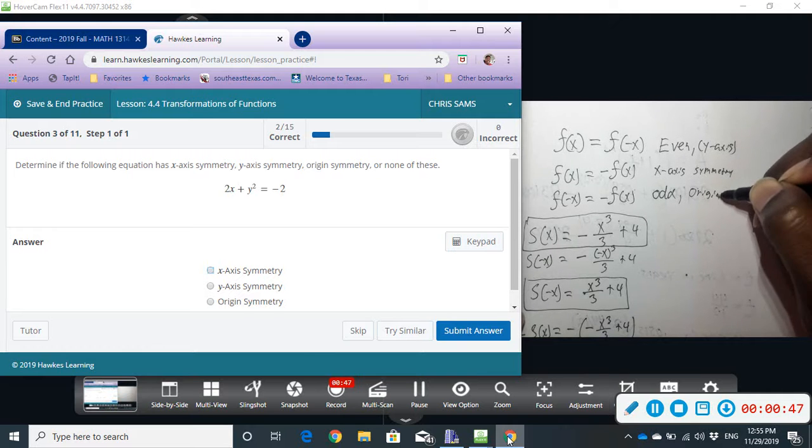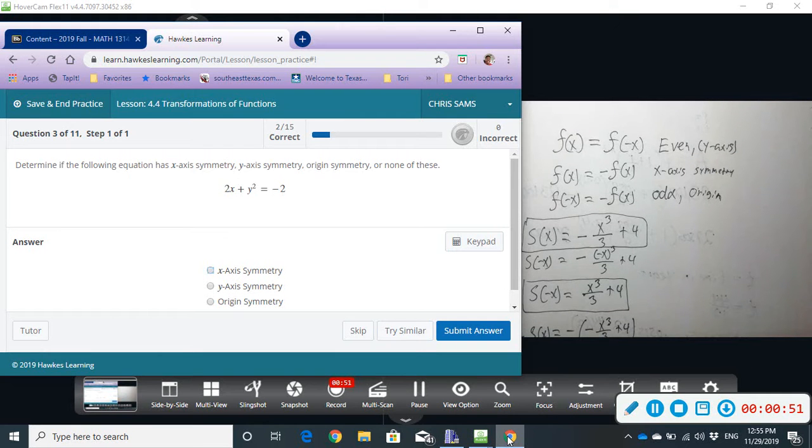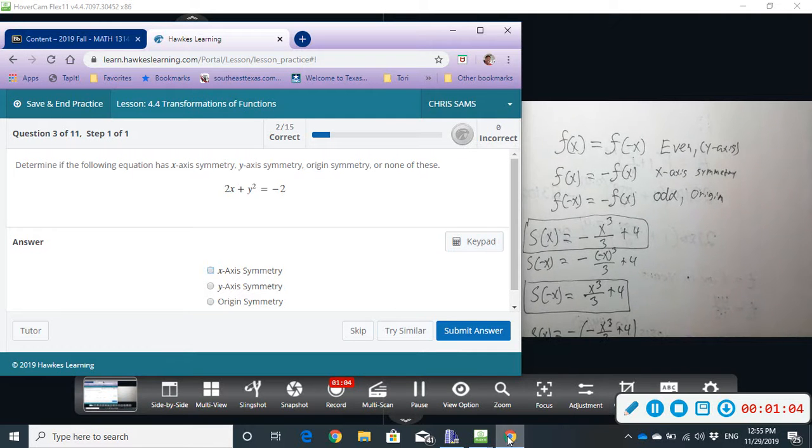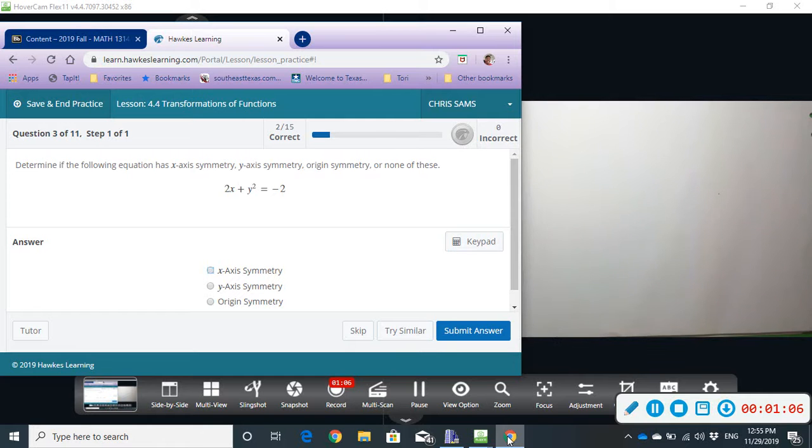Okay, so when they're asking for origin, they're just asking for this third case. So these are the 3 types of symmetry, and it is possible to have more than one. You can have any combination of any 2, or you can have all 3 of them, or you may not have any. Okay, so this question wants to know, does this function have x-axis, y-axis, origin, or none?